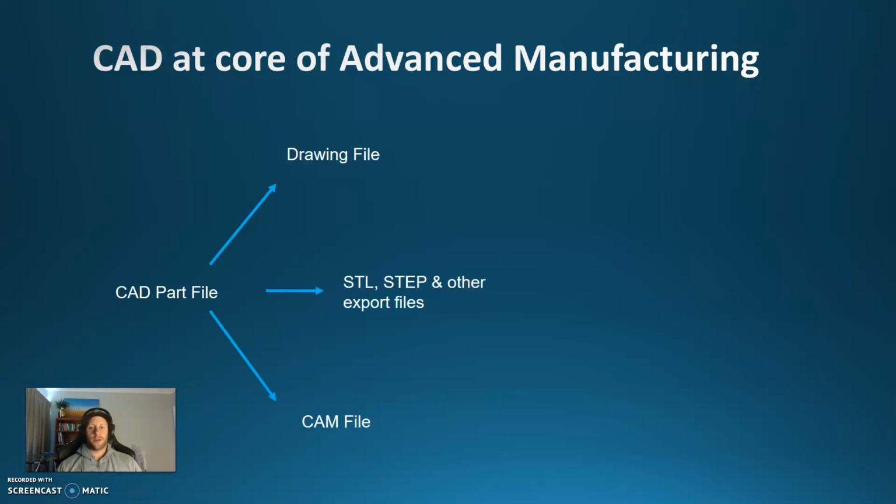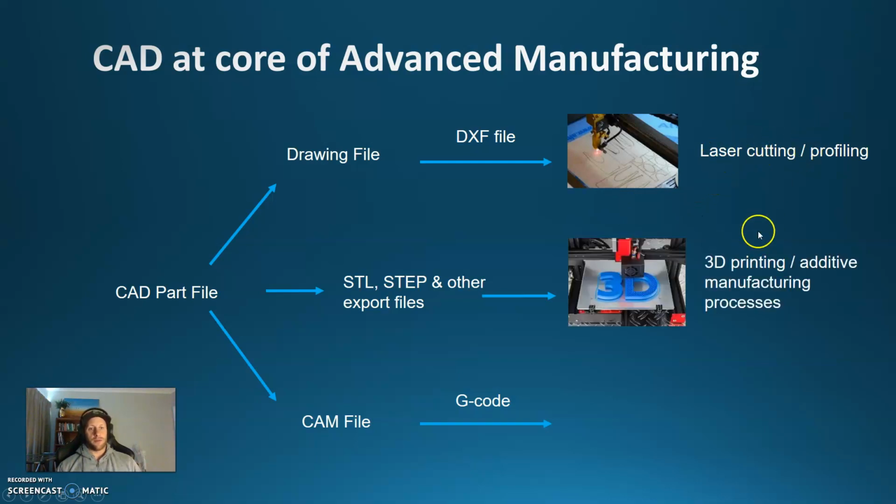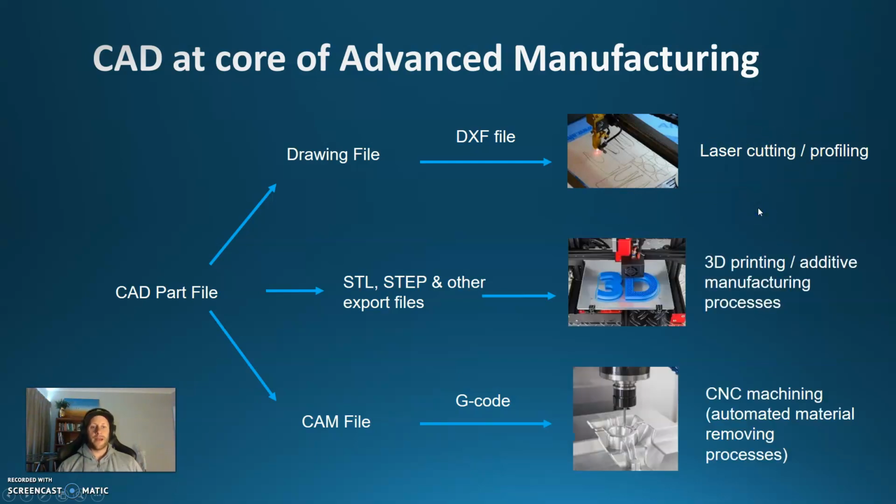We'll fly through this quickly. Essentially, it all begins with a part file. So you will model up a part. That can then be converted into a drawing, some other file format, or a CAM file. These carry through to production processes like laser cutting, to 3D printing, and to CNC machining. So the information we generate here can flow through to these processes.